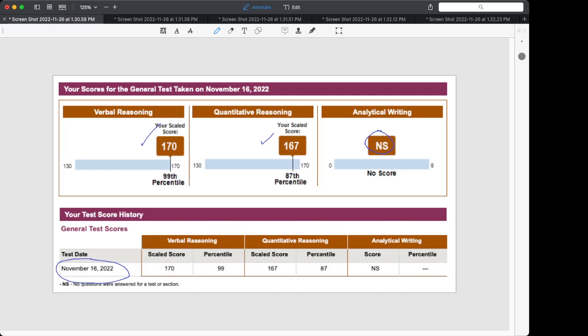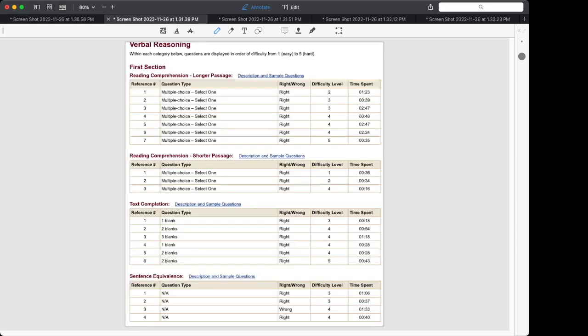If you're in, for instance, the 87th percentile, that means you scored better than 87% of people. So for me, 170 verbal, 167 quant. Pretty straightforward. But now let's look at the diagnostic report.